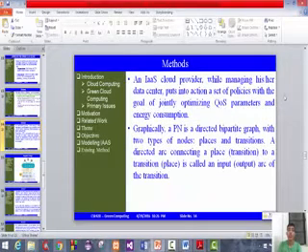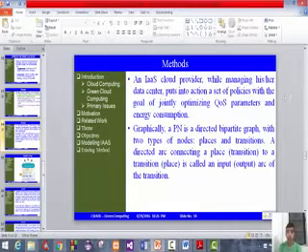An IaaS, infrastructure as a service, cloud provider, while managing his or her data center, puts into action a set of policies with the goal of jointly optimizing the quality of service parameters and energy consumption. Graphically, a PN is a directed bipartite graph with two types of nodes, places and transitions. A directed arc connecting a place to a transition or a transition to a place is called an input or output arc of the transition.